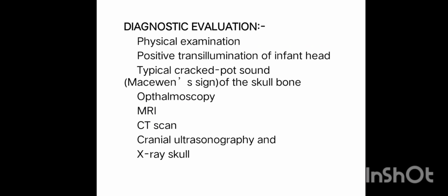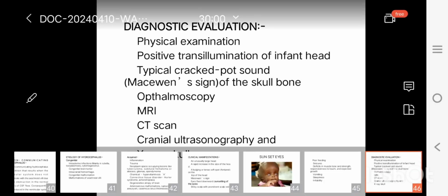So next is diagnostic evaluation. We will be doing the physical examination, positive trans-illumination of the infant head, typical cracked pot sign, that is a Macewen sign of the skull bone, ophthalmoscopy to identify any abnormalities in the eyes, magnetic resonance imaging, computed tomography scan, cranial ultrasonography and X-ray of the skull. So these all are the diagnostic evaluations of the hydrocephalus.